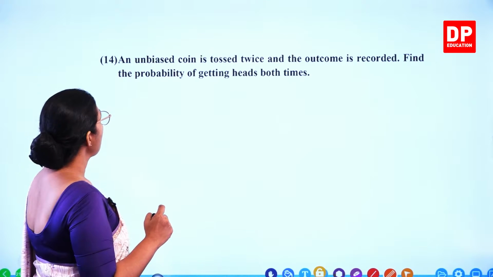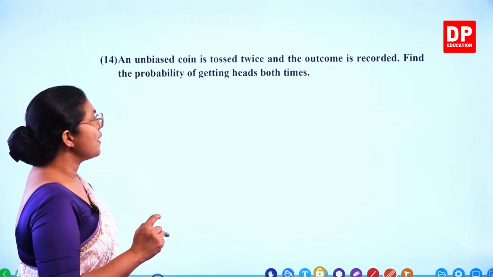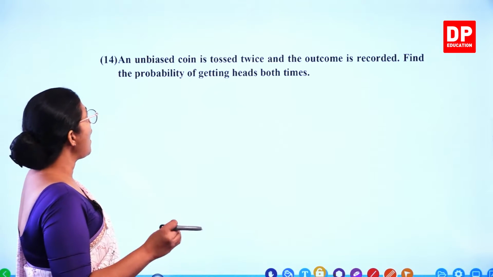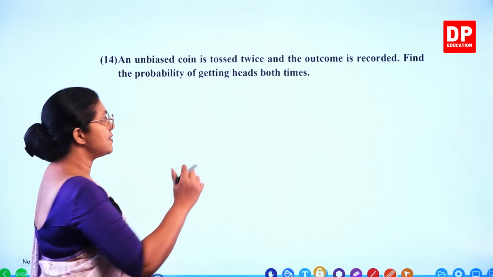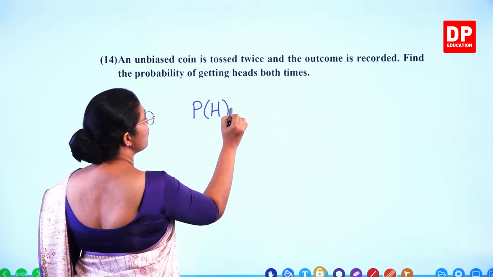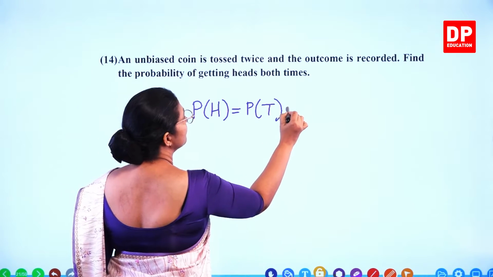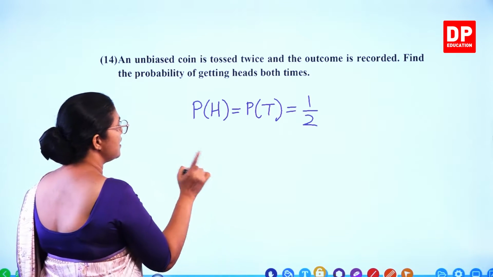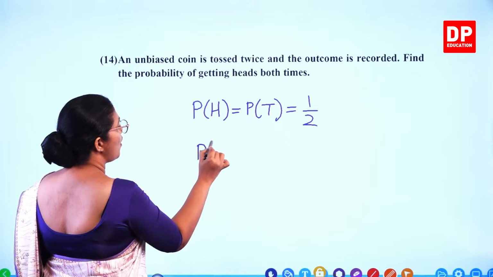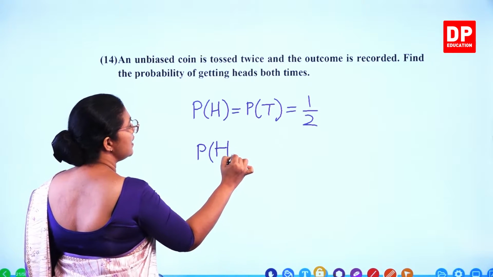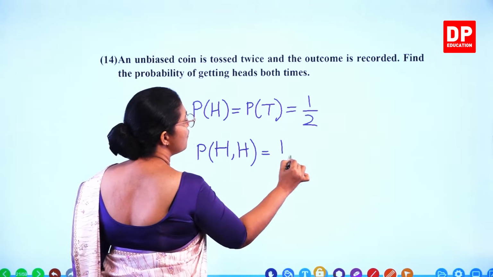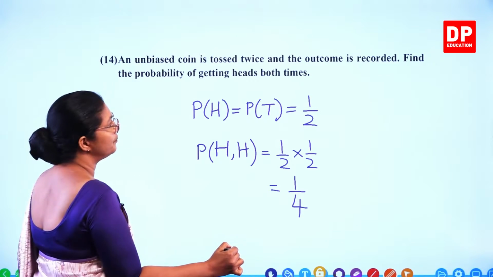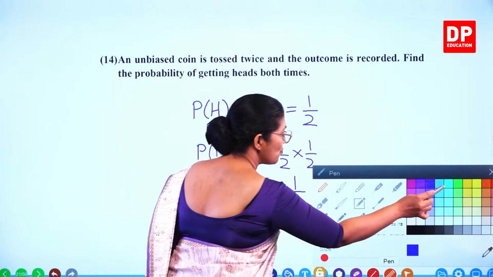Question number 14. An unbiased coin is tossed twice and the outcome is recorded. Find the probability of getting heads both times. So if it's a fair coin, probability of getting heads is same as probability of getting tail, that's half. Now getting head and another head, these are independent events. Probabilities are not changing. So what is the probability of getting both heads? Head and a head, half into half. So you get 1 over 4. So 2 marks for that.